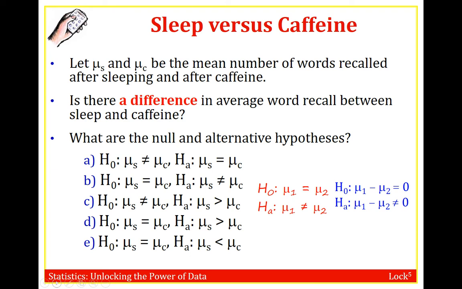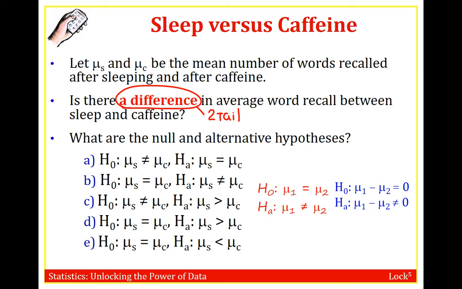The next question says, let mu of S and mu of C be the mean number of words recalled after sleeping and after caffeine. So we have sleep S, caffeine C. Is there a difference in average word recall? Difference does not say more. Difference does not say less. Difference just says difference. This is a two-tail test. We're going to talk more about two-tail stuff here soon.